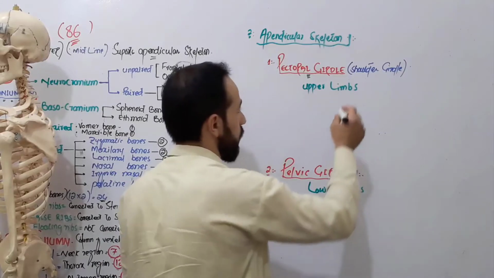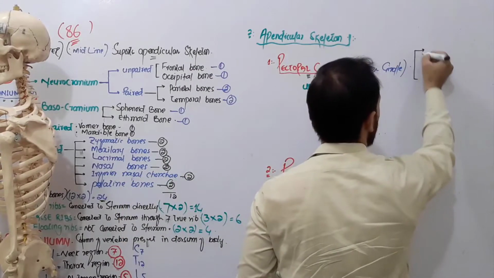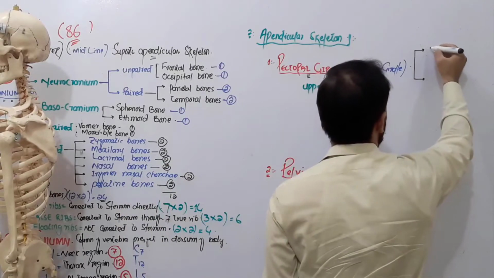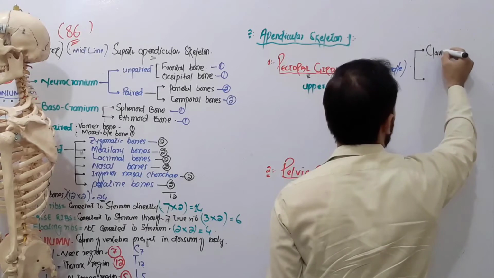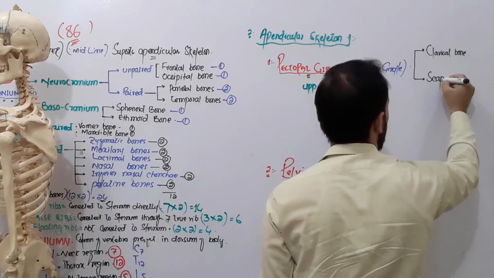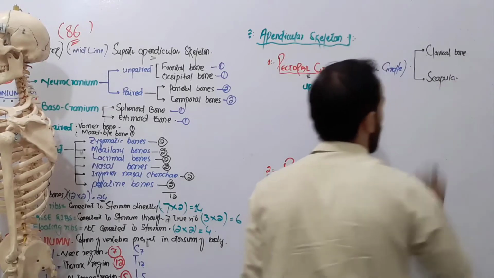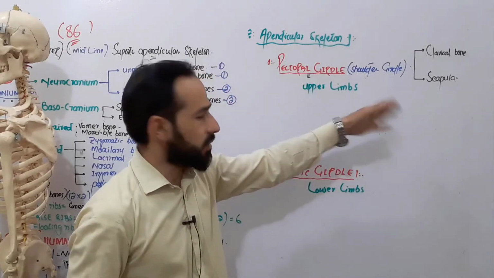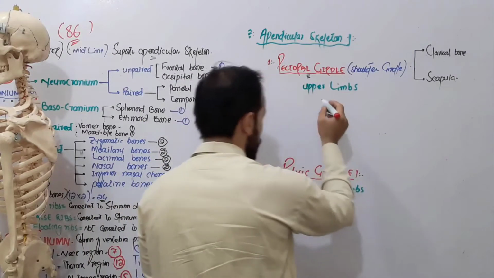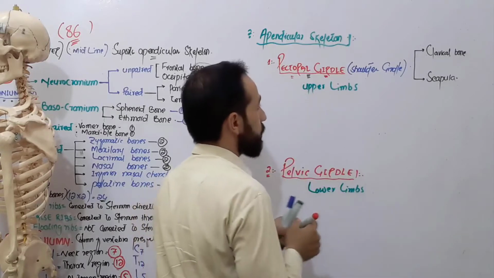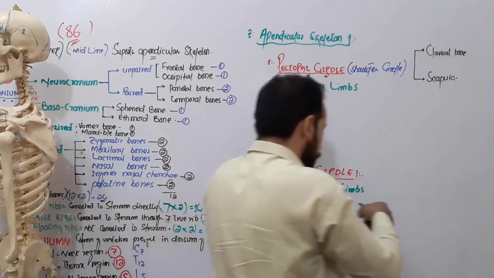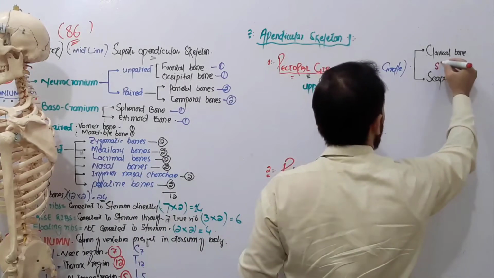So let's name their bones. The pectoral girdle consists of how many bones? It consists of two bones. And what are those? Those are the clavicle bone and the scapula. We will discuss their anatomy in detail in a later lecture, but right now we are just classifying. So once again, your pectoral girdle is formed by the clavicle bone and scapula, and there is the formation of your shoulder joint.